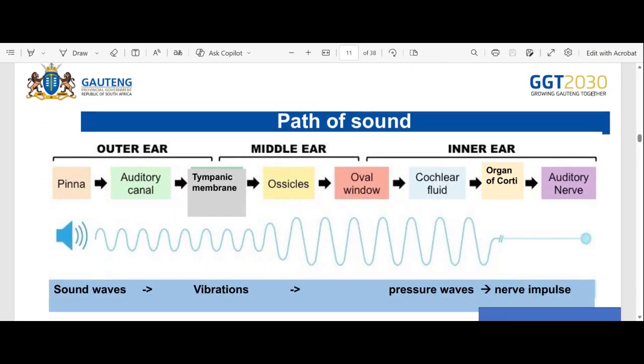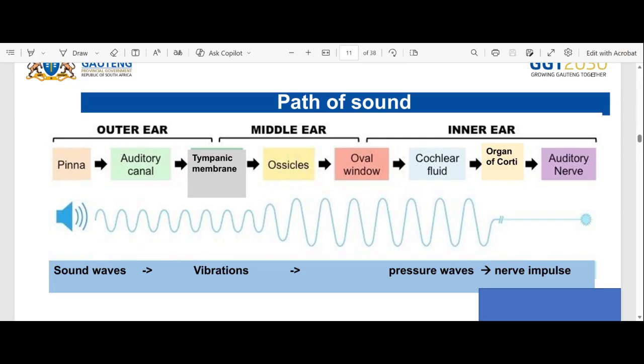So this is the summary of the path of sound. You start with your pinna. From your pinna, you have your auditory canal. From your auditory canal, you go to your tympanic membrane. Then from your tympanic membrane, you go to your three ossicles, your hammer, anvil, and stirrup, or you can say malleus, incus, and stapes.